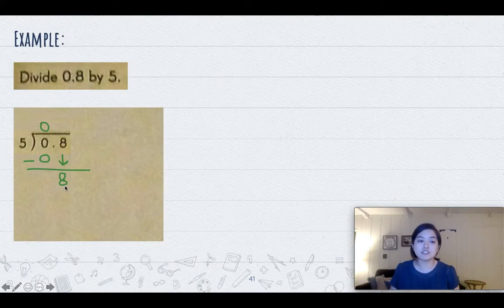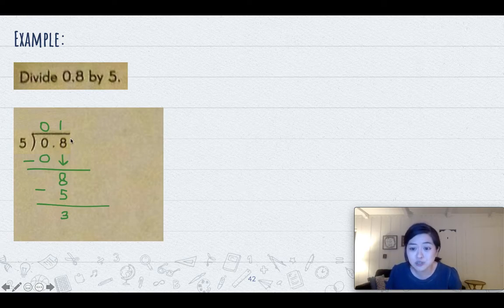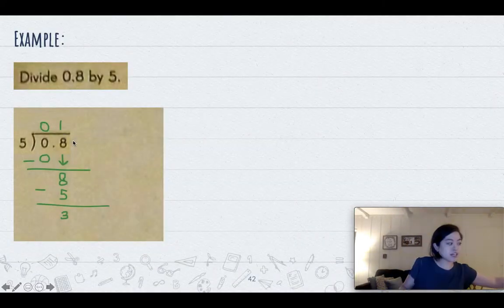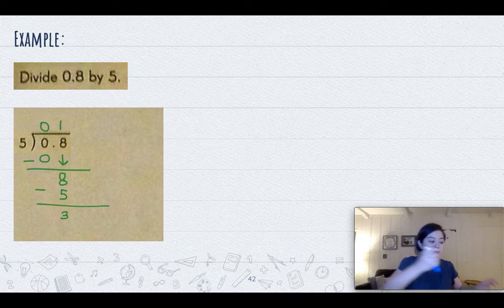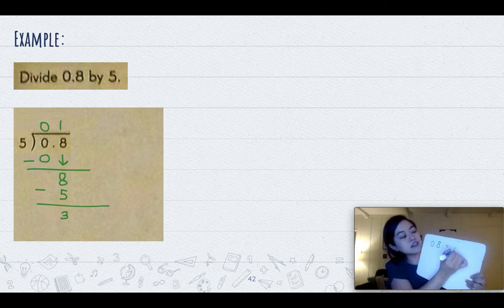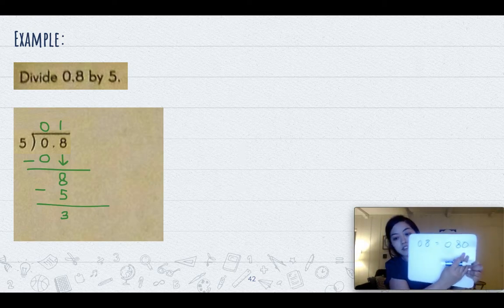5 times what gets you 8 or close to 8? It's just 1, isn't it? 5 times 1 gets you 5, so 8 minus 5 is 3. But the thing is here, I'm going to do 0.8. I'm going to attach a trailing 0 here because I know that 0.8 and 0.80 is the same thing. 0.8 is the same thing as saying 0.80.